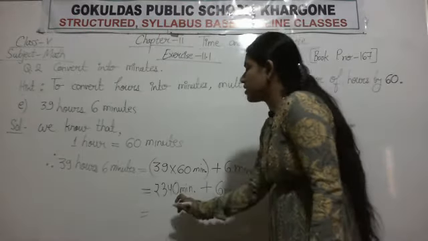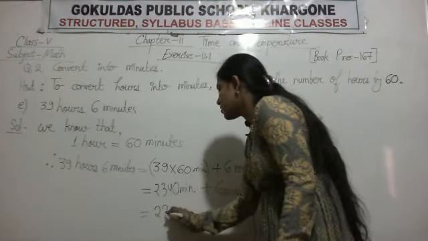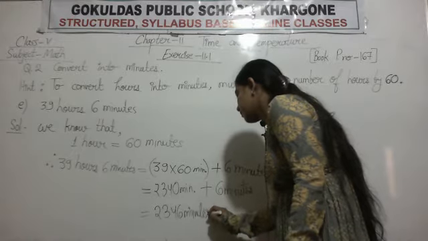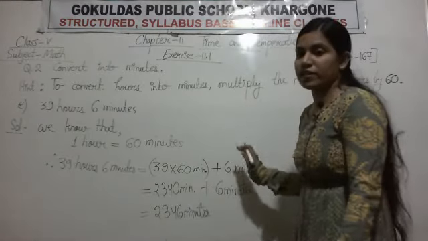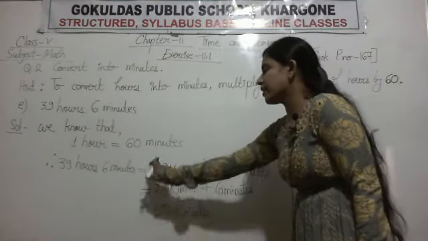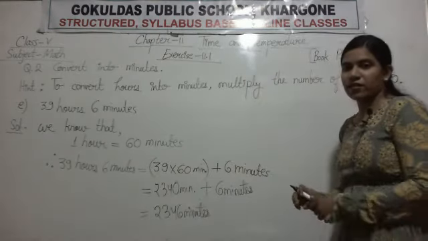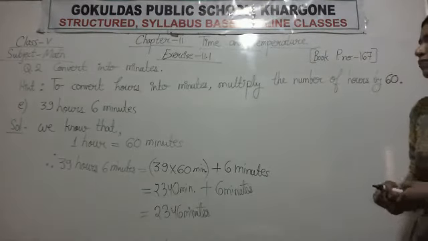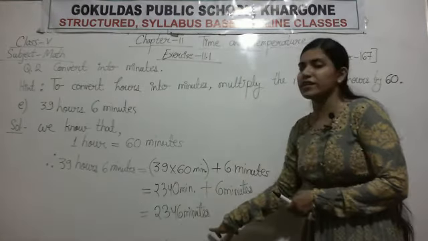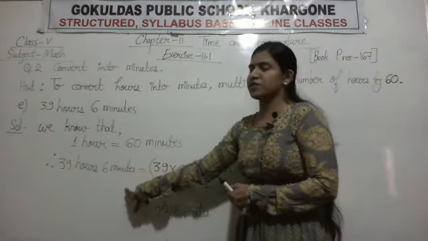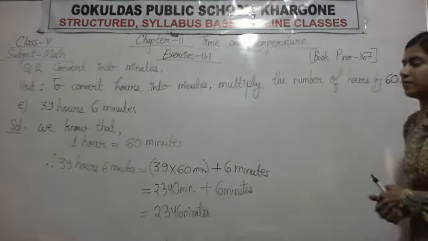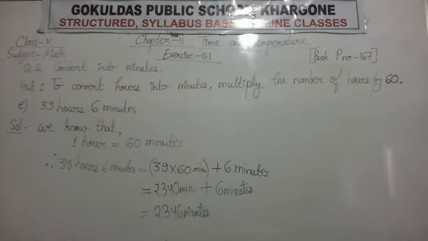So add both the numbers, and when we add we get 2346 minutes. Write all the things very systematically in your copy, okay? Put proper equal to signs, put brackets at the proper place. So 39 hours 6 minutes will be equal to 2346 minutes. Take the screenshot.